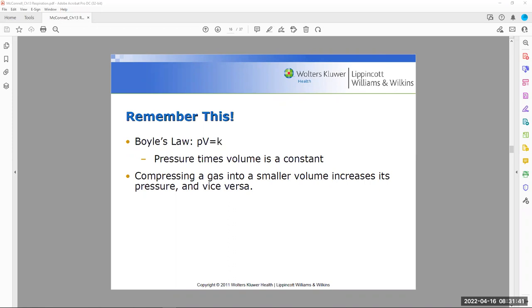So once you have that concept in your mind, it would help explain how you breathe in. Now, how does that relate to breathing in? Let's see if you could relate that. All right, so we're breathing in.